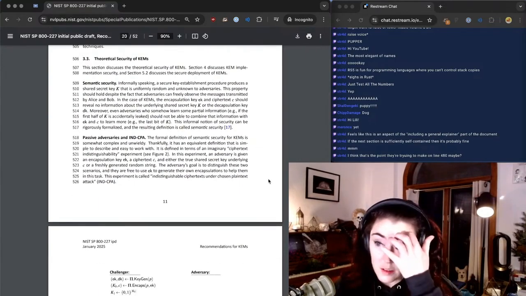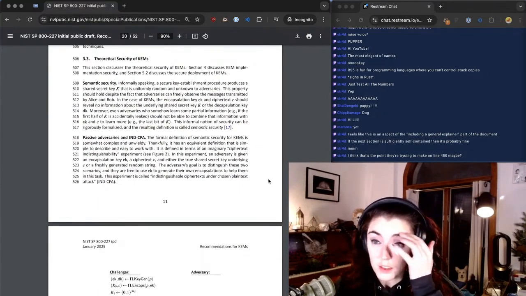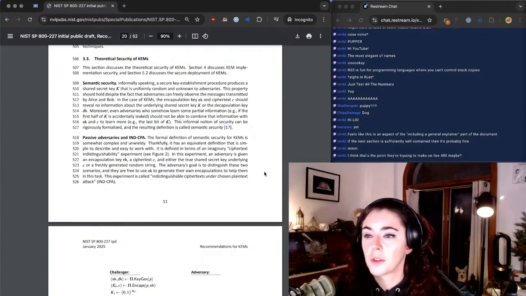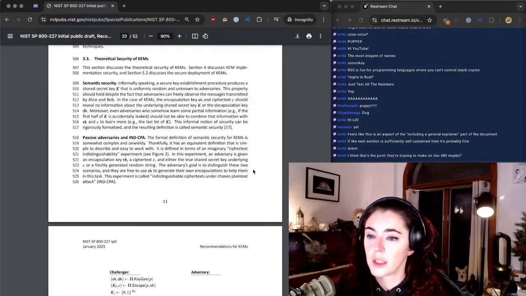Okay, theoretical. Semantic security, yes. It produces a shared secret key that is uniformly random and unknown to adversaries. These properties should hold despite the fact that adversaries can freely observe the messages transmitted by Alice and Bob. In the case of KEMs, the encapsulation key and ciphertext should reveal no information about the underlying shared secret key K or the decapsulation key. Moreover, even adversaries who somehow learn partial information, like the first half of K being accidentally leaked, should not be able to combine that information with the EK and C to learn more, e.g. the last bit of K. This informal notion of security can be rigorously formalized.